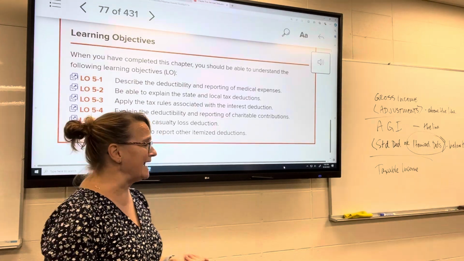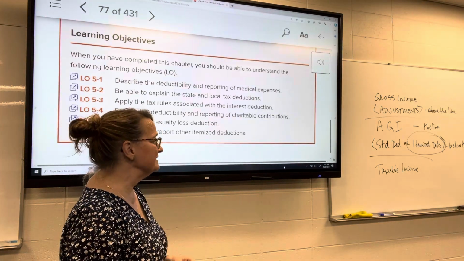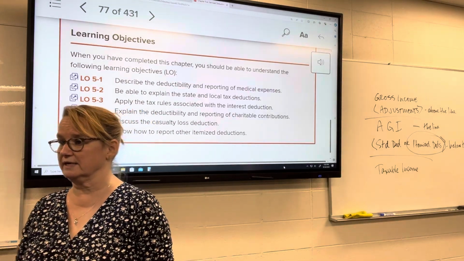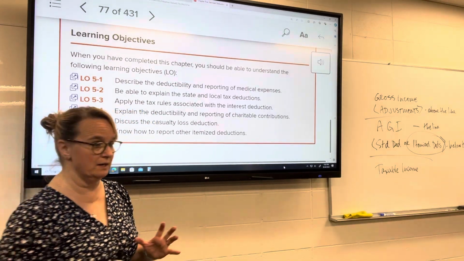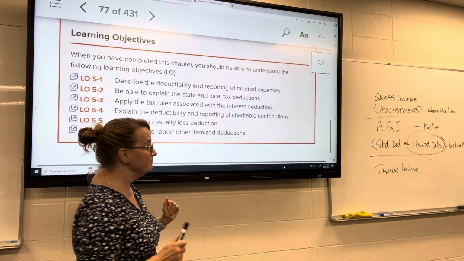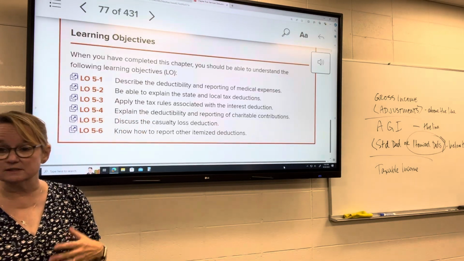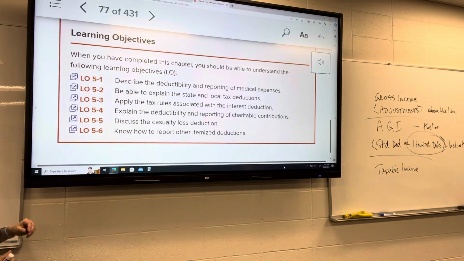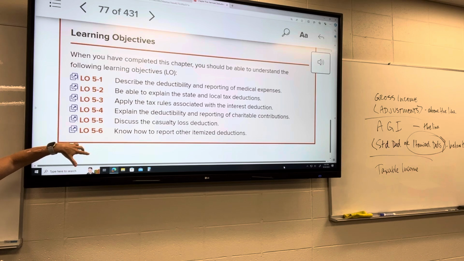I don't know what the exact percentage is, but I know it's less than 10% of taxpayers itemize their deductions. The vast majority now will just take the standard deduction. But like I said, we still need to look at it because it's still a substantial deduction for a lot of taxpayers. These are pretty much the only itemized deductions that we have left.